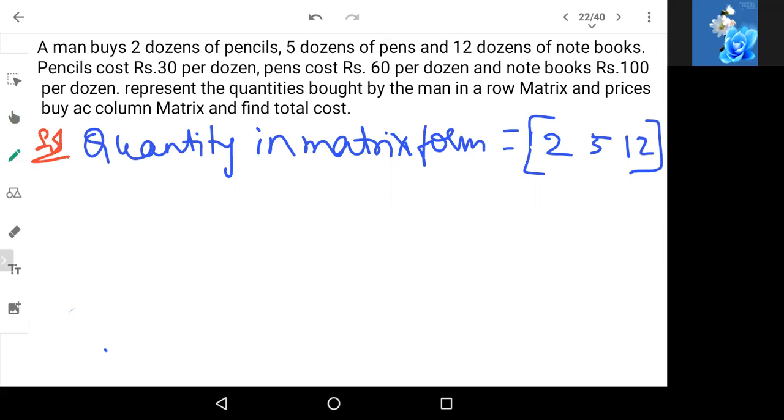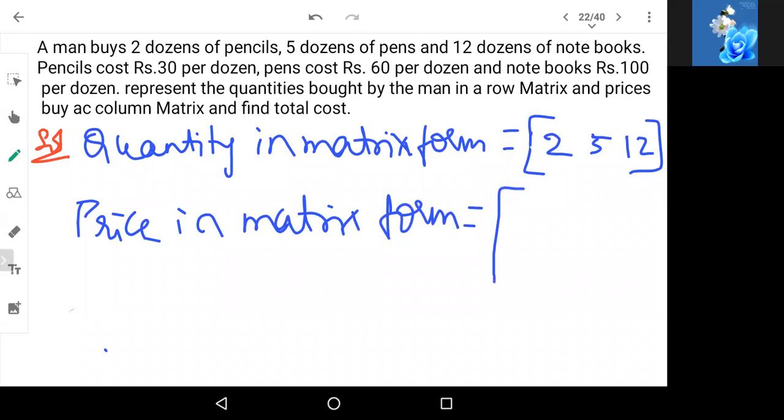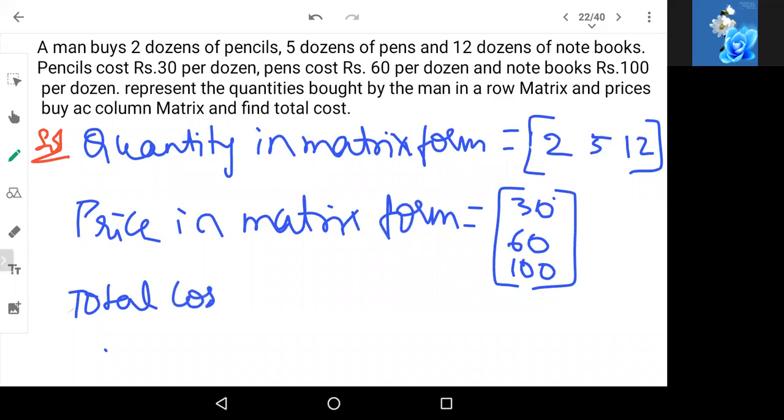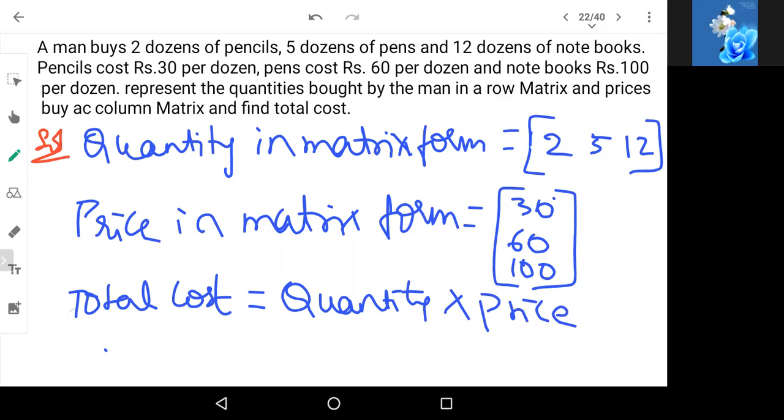Yeah, correct. Prices are also correct. So then what will be here? I will write it as cost matrix, or we will take it as price only. That will be easier for you to understand. Okay. Price in matrix form, that is nothing but a column. So 30 rupees per dozen, 60 rupees per dozen, and 100 rupees per dozen. Okay, so this will be your column matrix. Now you are supposed to find out total cost, which is nothing but quantity into price. Correct? Quantity multiplied with price.